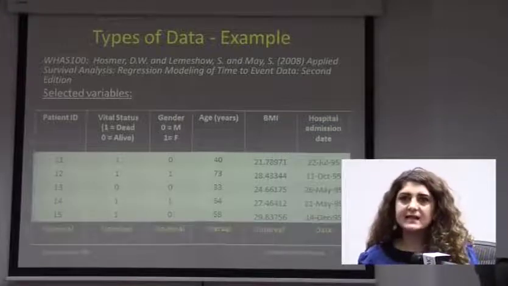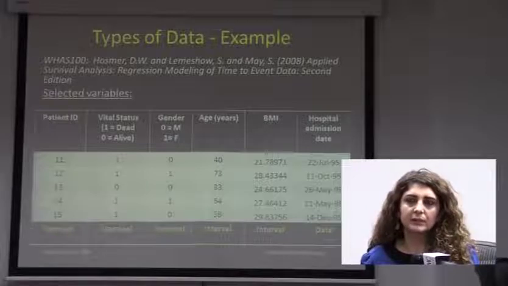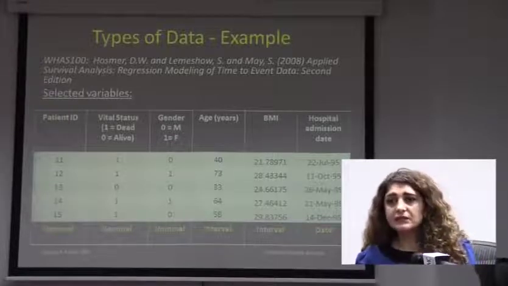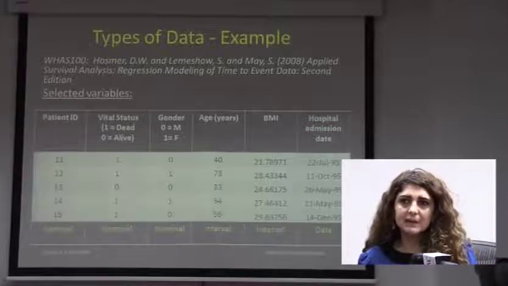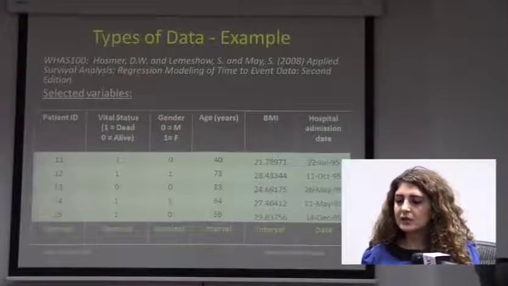Now, for the vital status, dead or alive, this is two categories. It's a nominal variable. Same for gender. Now, age, it's an interval variable because it can take any number here, and the number itself has a meaning. 40 years of age cannot be 50, it's 40. Same for BMI, and I have at the end also the hospital admission date.